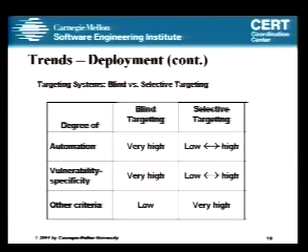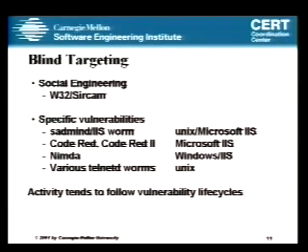With selective targeting, the automation and vulnerability specificity might be a little lower. They might be high, but there's usually other criteria at play in terms of what hosts I want to target for deployment of my tools. Again, blind targeting just underscores the point that it's tied to particular vulnerabilities. The life cycle on vulnerabilities we're still seeing anywhere from 2 to 3 years. So these types of automated deployments are very effective over long periods of time.